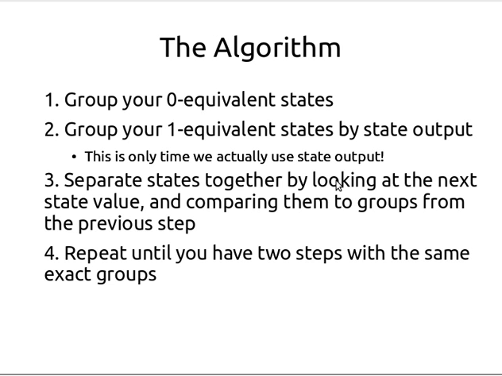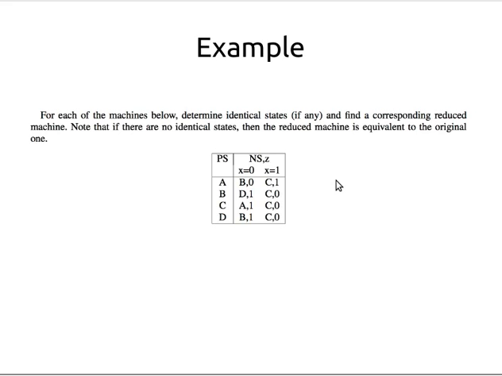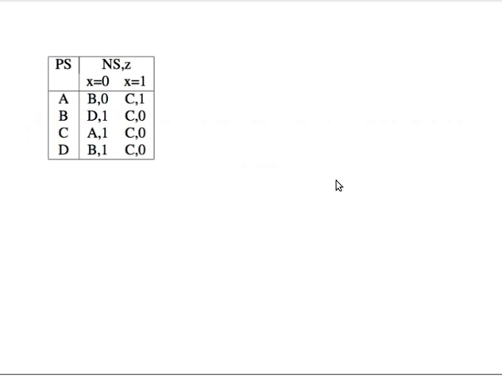So let's take a look at an example, a pretty simple example that demonstrates the algorithm quite well. The question asks, for the machines below, determine identical states, if any, and find a corresponding reduced machine. Note that if there are no identical states, then the reduced machine is equivalent to the original one. So we have four states here, with 1 bit input and 1 bit output. So let's tackle this using the algorithm we just were given.